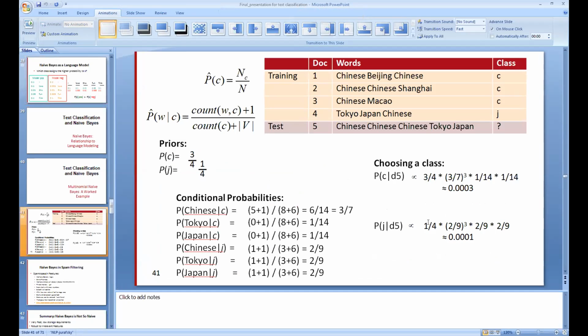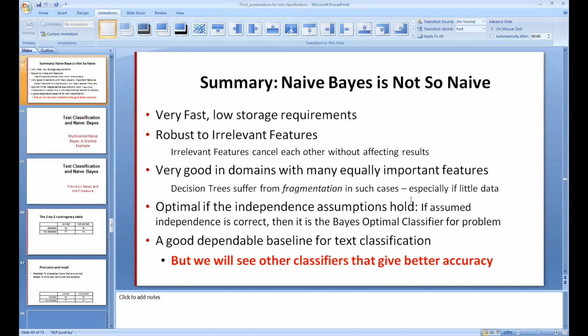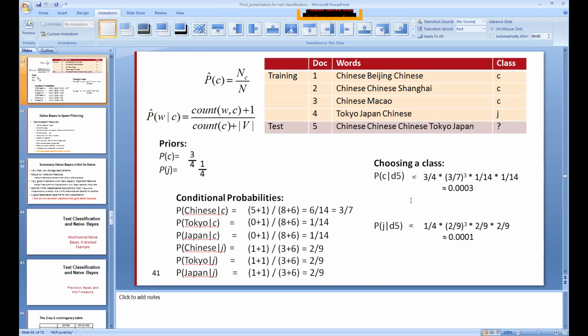I hope while you look at this particular slide, you can easily understand how naive Bayes works. Consider the words. These are all the bag of words, and this is the class. Chinese Beijing, Chinese class C; Chinese Shanghai, class C; Chinese Macau, class C; Tokyo Japan Chinese, class J. Suppose this is the test data: Chinese, Tokyo, Japan. We have to identify what the class is. So this is the approach.